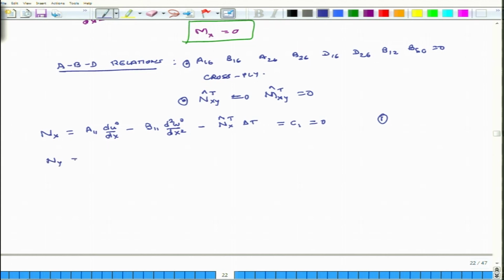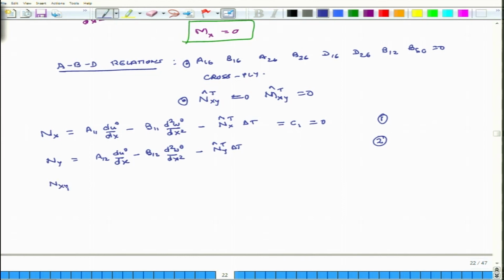Then ny is equal to A12 du naught over dx minus B12 d2 w naught over dx square minus ny hat delta t, is equal to, yeah, so this is there. So this is equation 2.